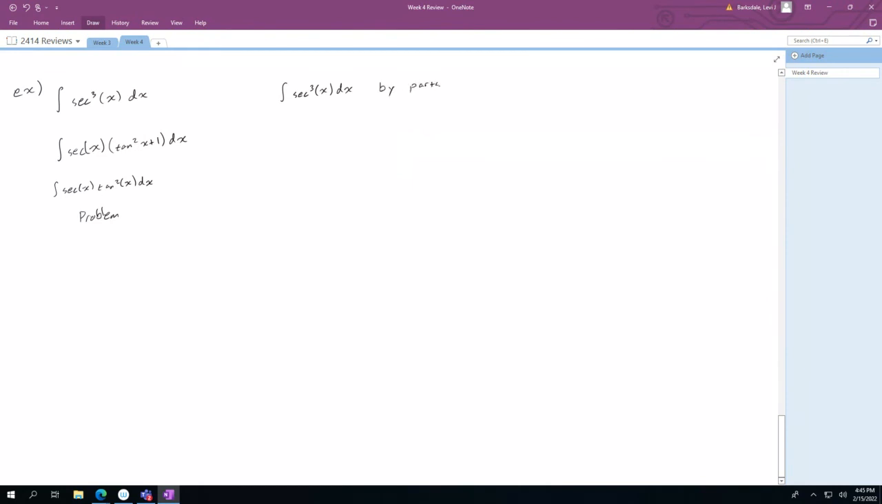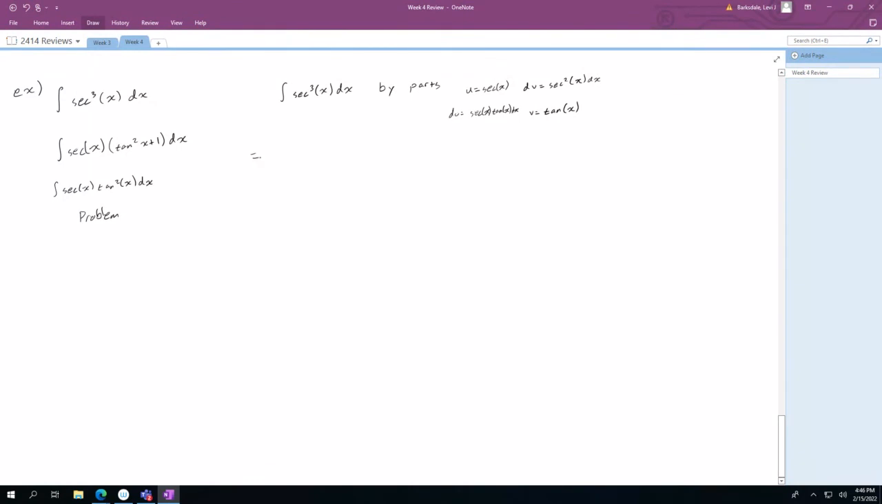By parts. First off, I need to make sure I can integrate my dv. So when I'm choosing my dv, I need to make sure I can integrate it, and I might as well make it a nice, pretty integral. I know that the integral of secant squared x dx is exactly equal to tangent, which means that my u should just be secant. And then my du would be secant x tangent x dx.